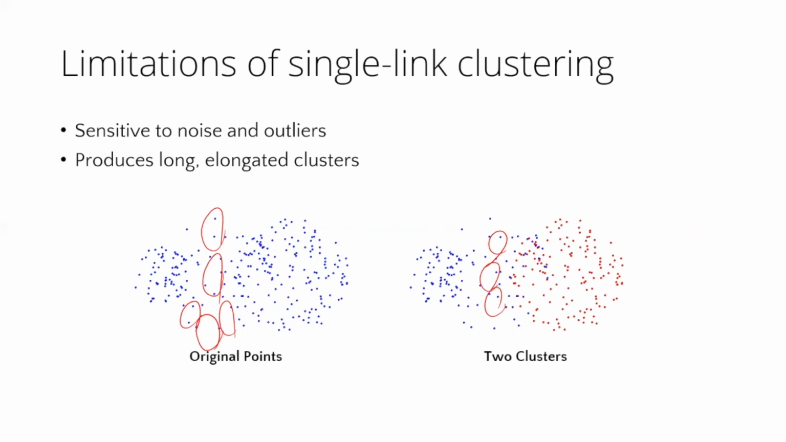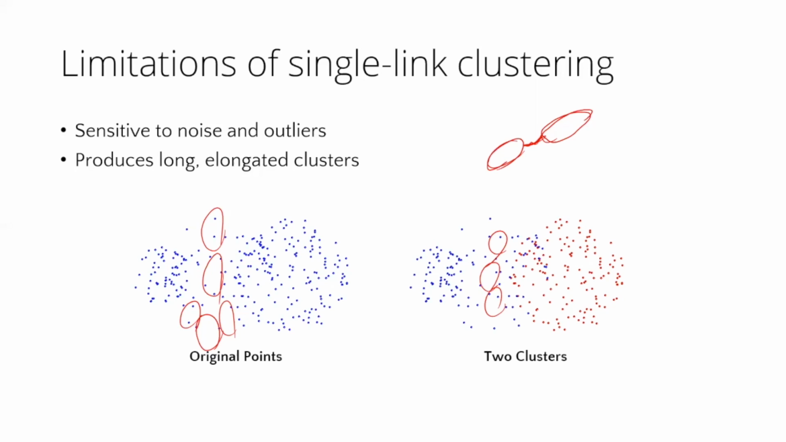Okay, and then it is a characteristic of single link clustering that it produces long, elongated clusters, because if you think about it, when you compare the distance between two clusters and then determine whether or not to merge the two clusters together, we're using the shortest distance between the two clusters.